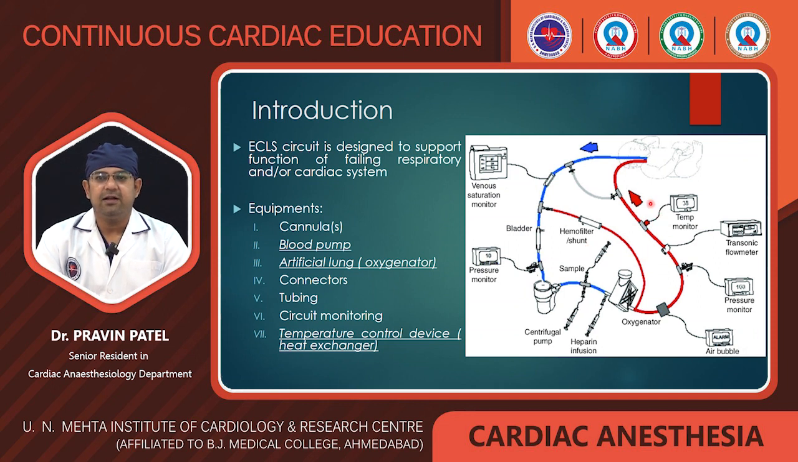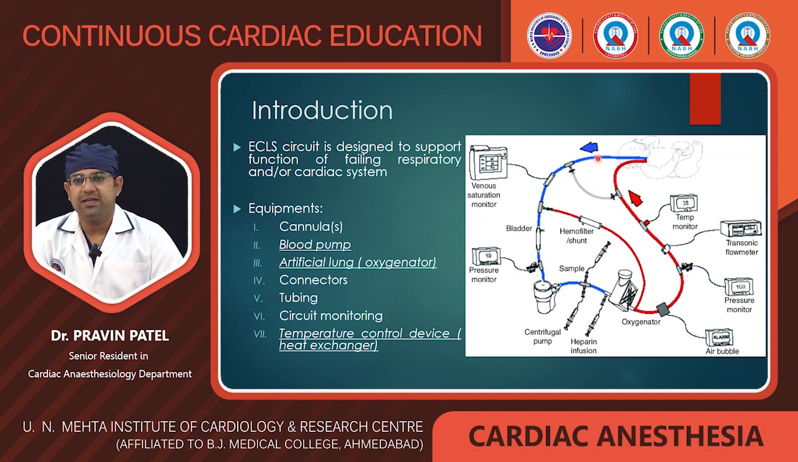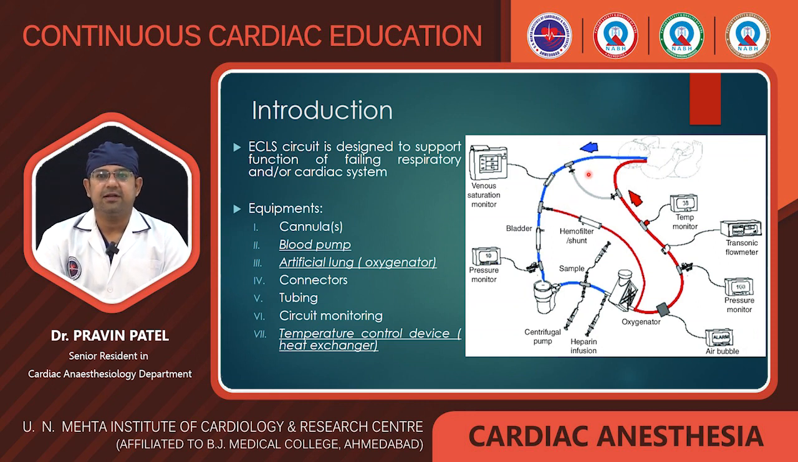When we look at the diagram, this is the very basic diagram for the ECMO circuit. The one you see near the patient's neck is the cannula, from where the venous drainage occurs. After the cannula come the tubings. Tubing is the connecting junction between the cannula and the rest of the circuit.